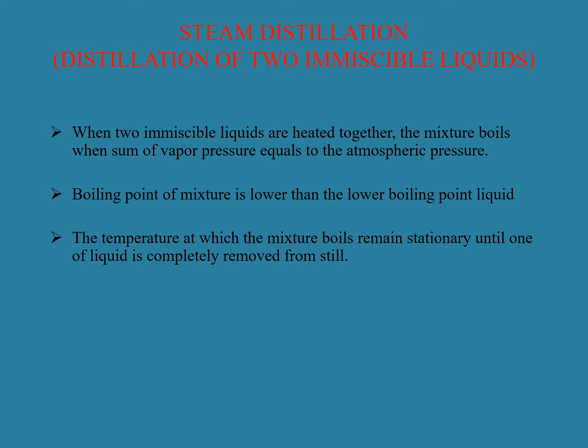Next we will see the steam distillation method, that is, distillation of two immiscible liquids. When two immiscible liquids are heated together, the mixture boils when the sum of the vapor pressures equals the atmospheric pressure. The boiling point of the mixture is lower than the boiling point of the lower boiling liquid. The temperature at which the mixture boils remains stationary until one of the liquids is completely removed from the still.